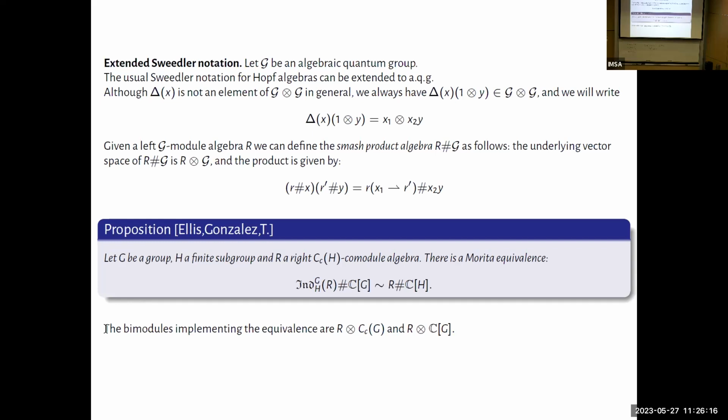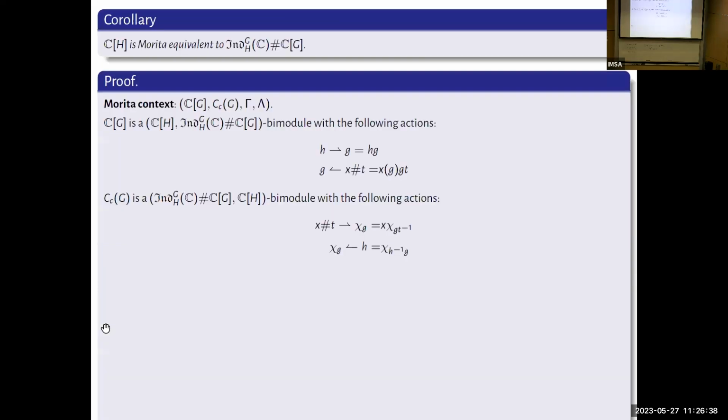I will explain the construction in the case of the trivial algebra. So, in the general case, these are the bimodules. I will explain what happens if we take the complex numbers, because this is the known algebra. So, if we put R the complex numbers, the previous result says that this group algebra is Morita equivalent to this smash product. Recall that H is finite.